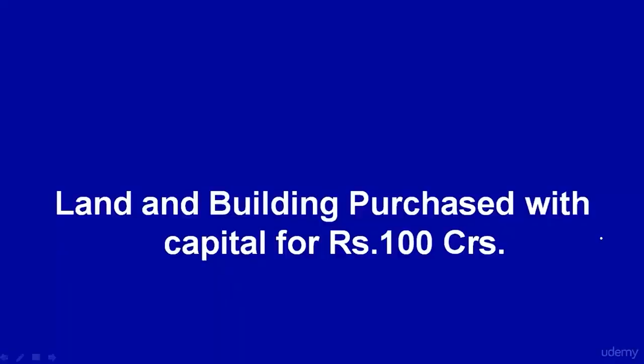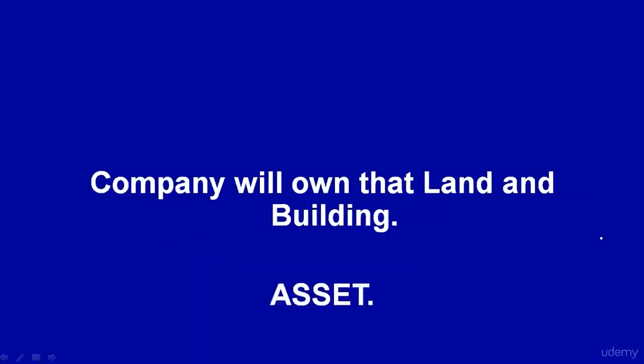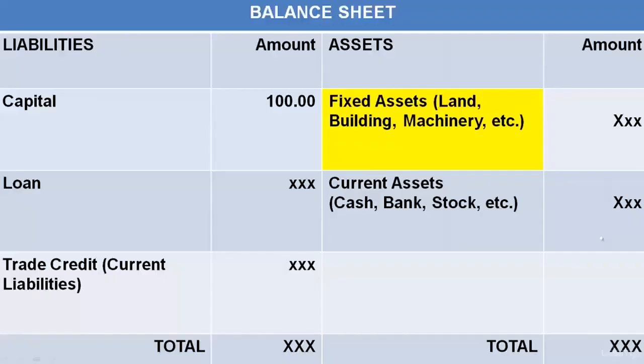Next transaction, land and building purchased with the capital for 100 crores. So they have infused capital of 100, and with which land and building is purchased. And land and building, is it a liability? No, it is an asset, because the organization is going to own the land and building. So the company will own the land and building, and it is an asset, and it will appear on the asset side of the balance sheet.